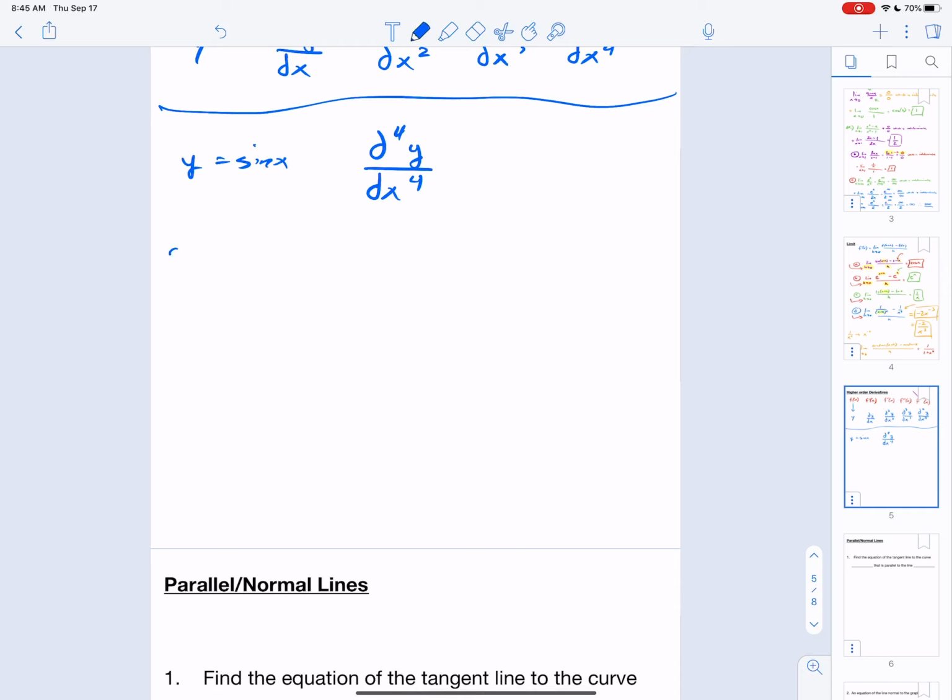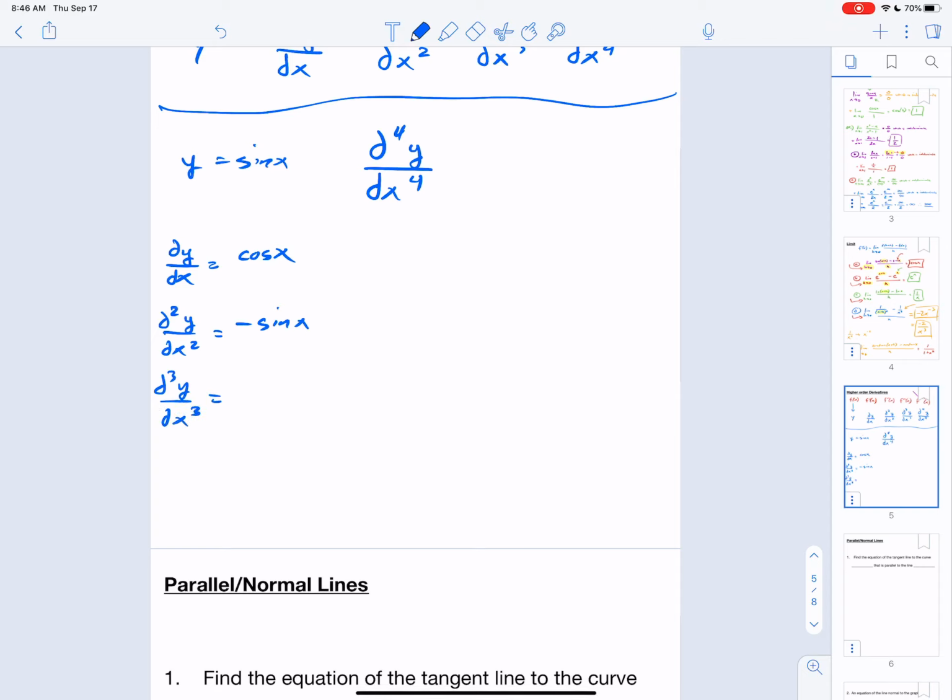Go ahead and help me out here. dy over dx is what? What's the derivative of sine? Cosine. Okay. Well, what's the second derivative? Okay, what's the derivative of cosine? Negative sine. You guys got to watch out for that, okay? Well, what's the third derivative?